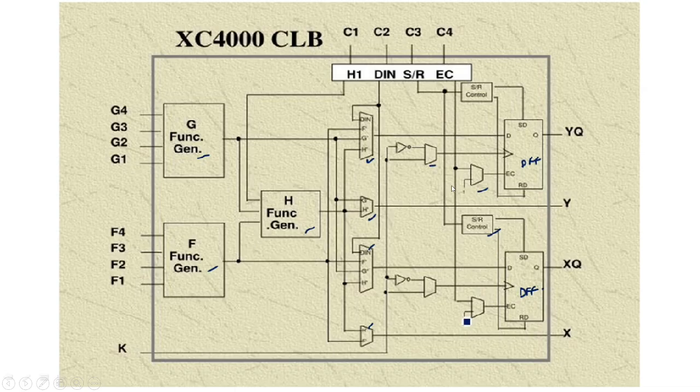This is the XC4000 CLB, the internal structure of a CLB. As I told you, each CLB consists of lookup tables, which we call function generators. Three function generators are there: G, F, H. These are connected with a D flip flop and mux. Here one more D flip flop and one more mux are there. So like this it is connected.